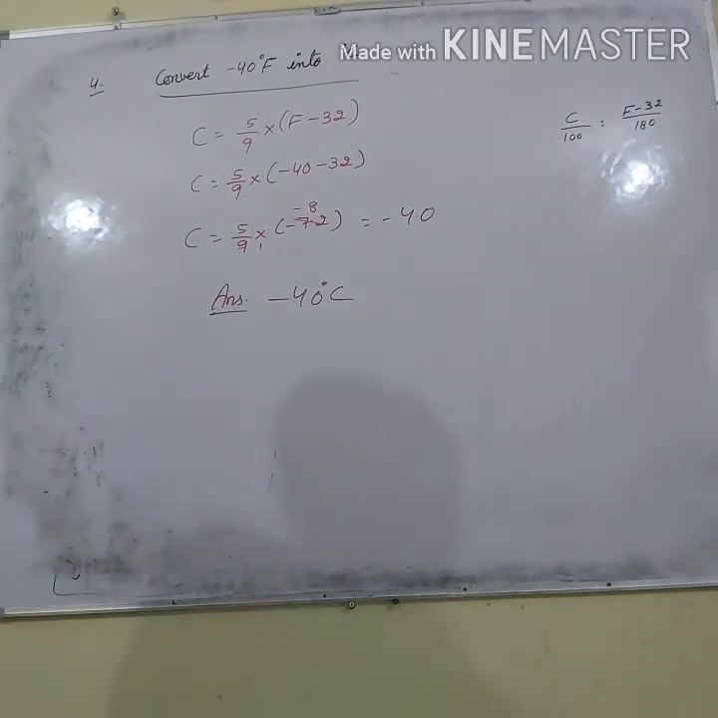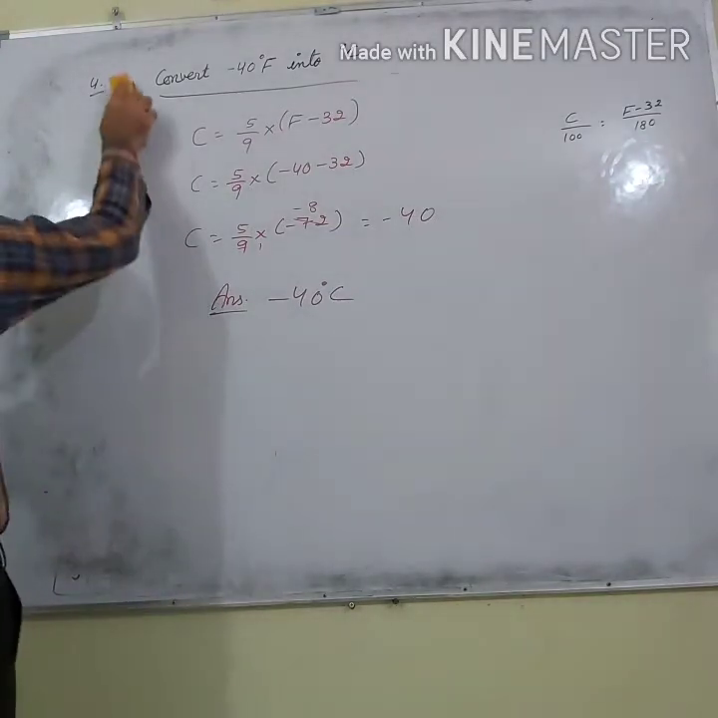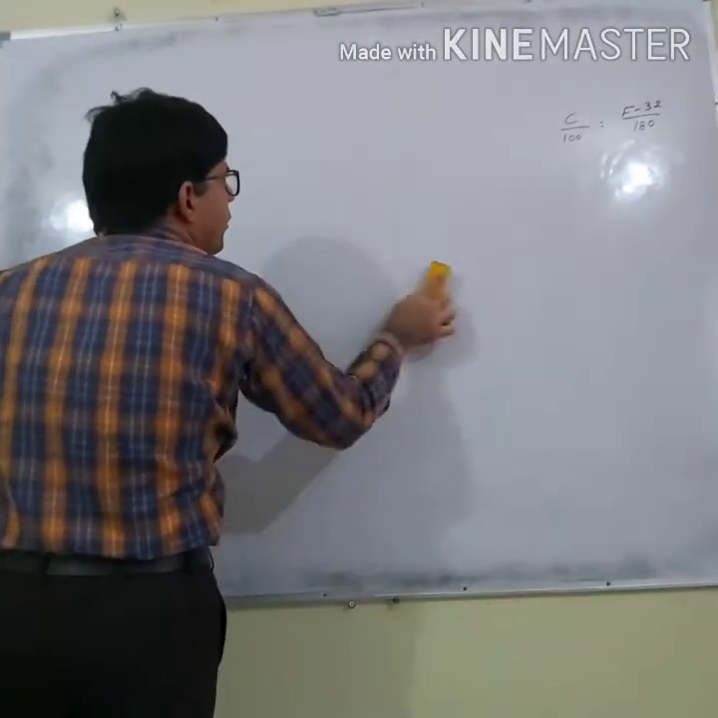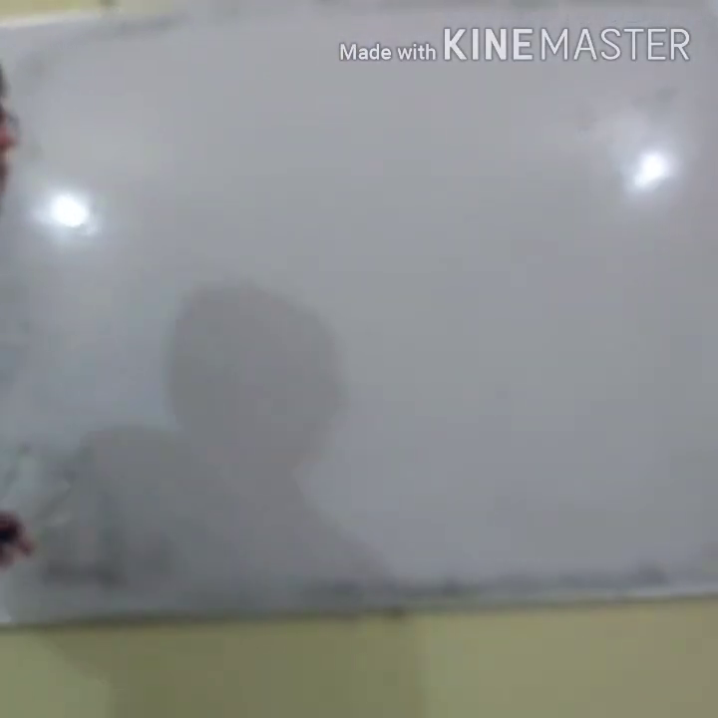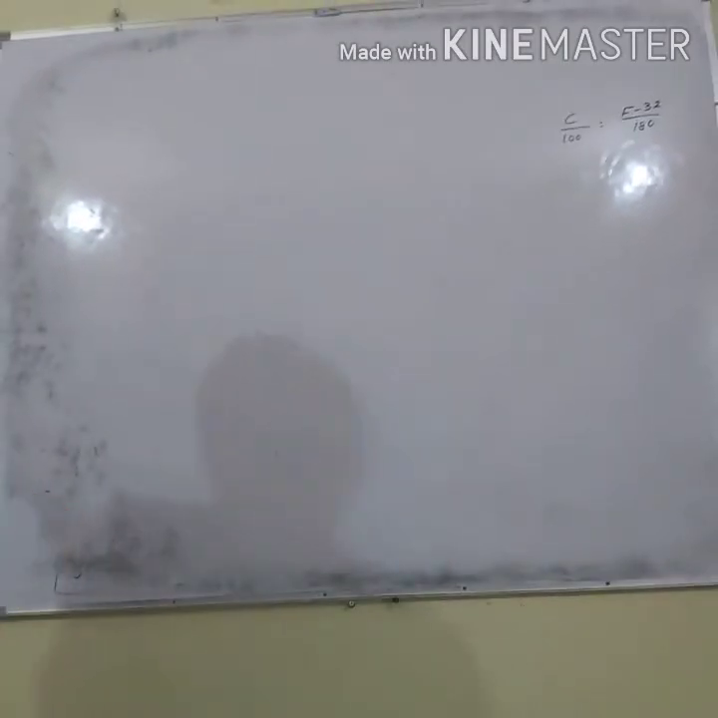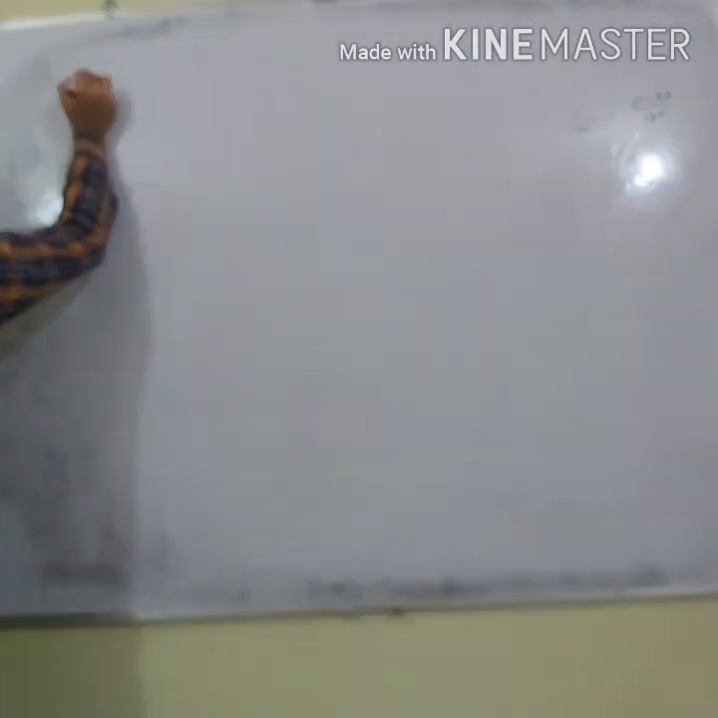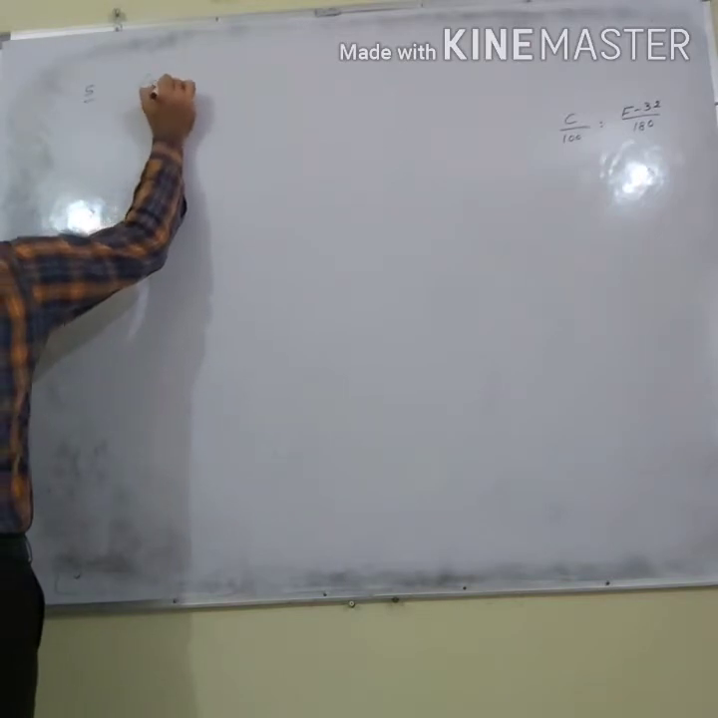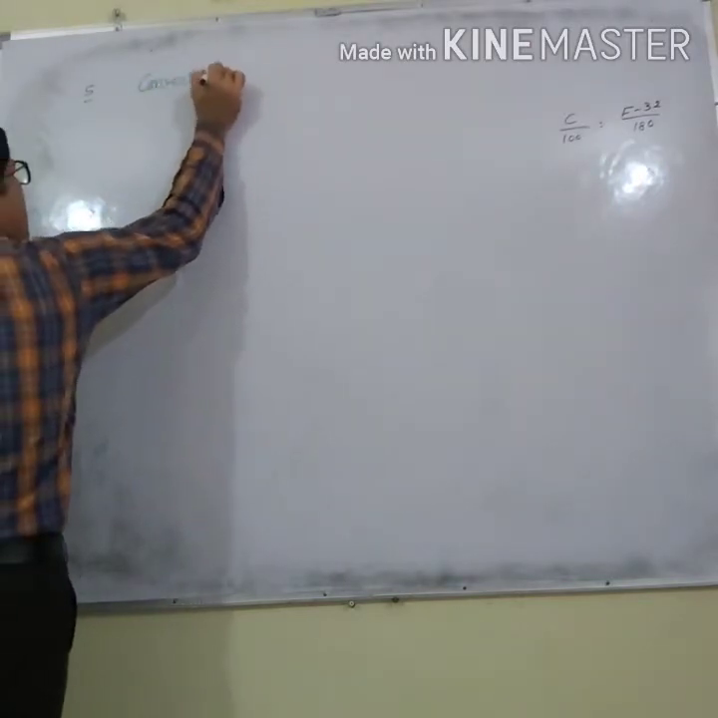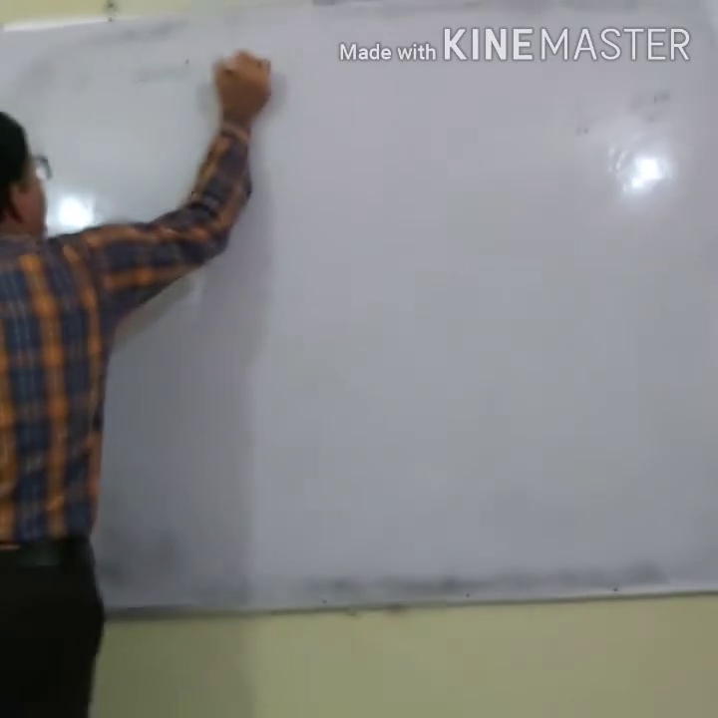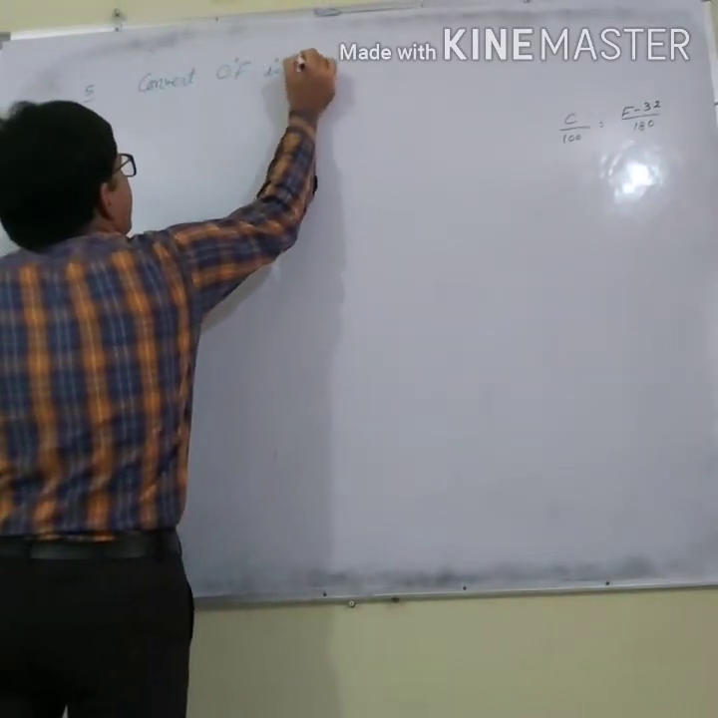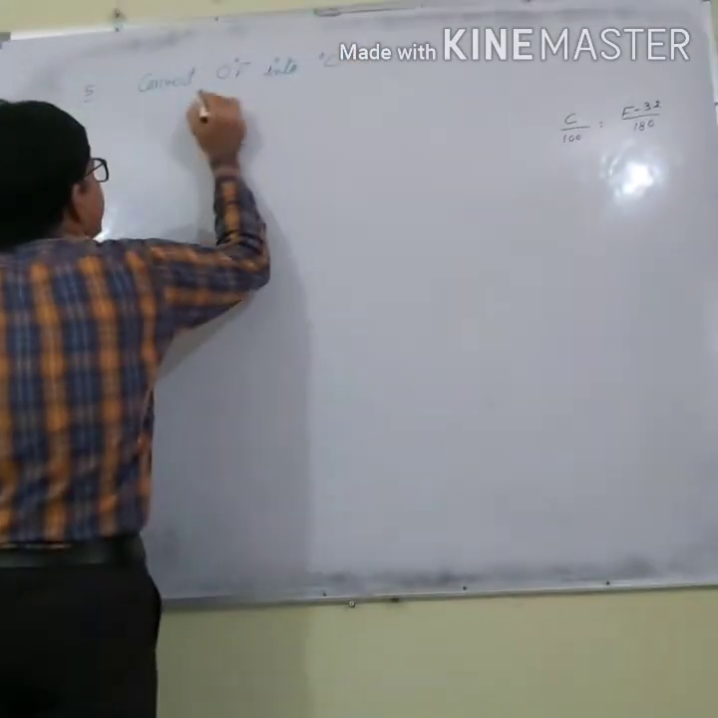Now let us do one more question. My question is, fifth question, convert 0 degrees Fahrenheit into degrees Celsius.